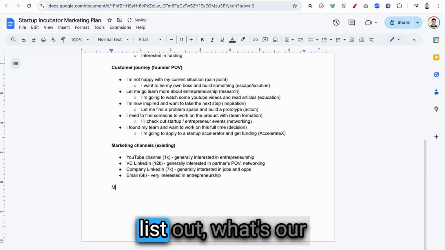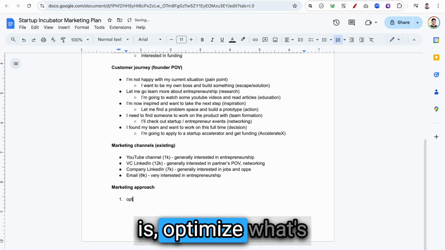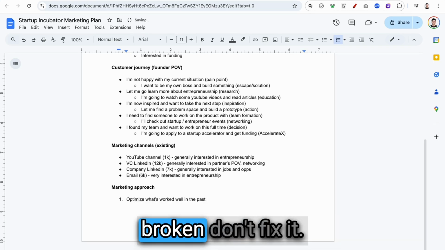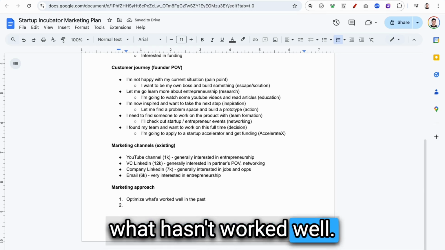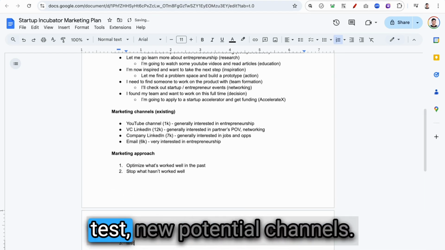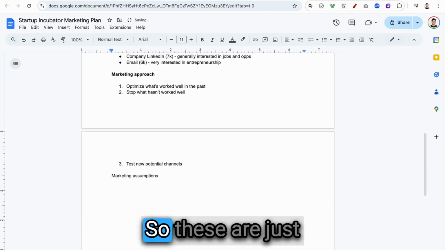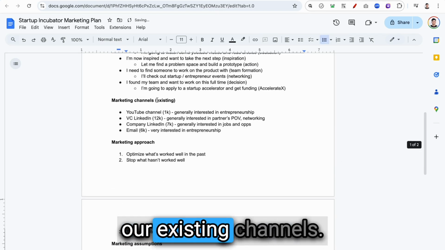From here, we'll list out what's our marketing approach. I have 3 principles. So the first principle is optimize what's worked well in the past. So if it's not broken, don't fix it. The second thing is stop what hasn't worked well. And then the third thing is test new potential channels. Next, we'll list out marketing assumptions. So these are just assumptions that we can make based on our existing channels.